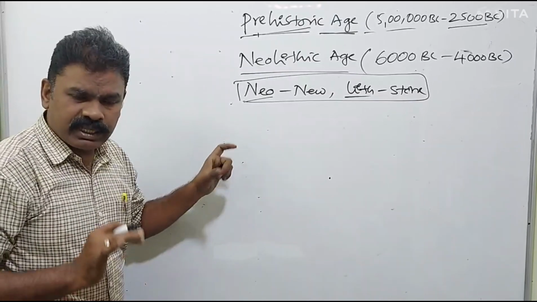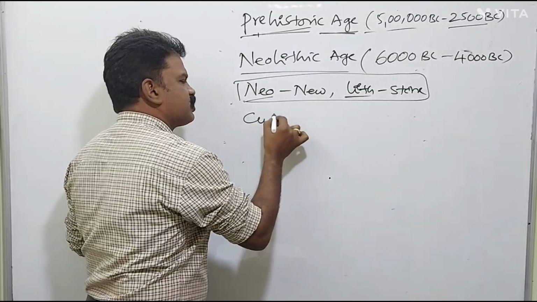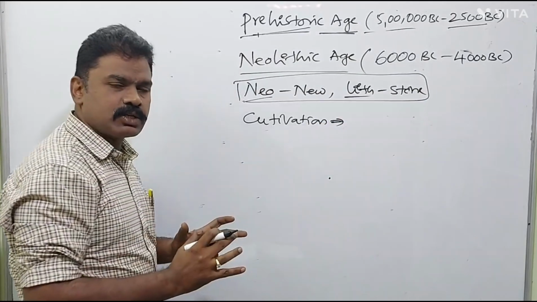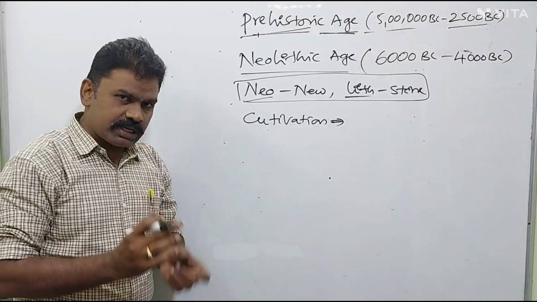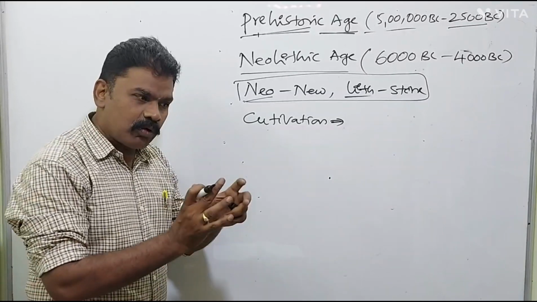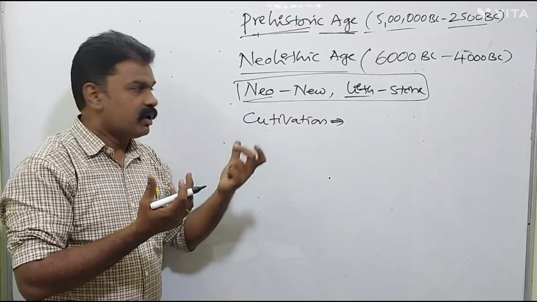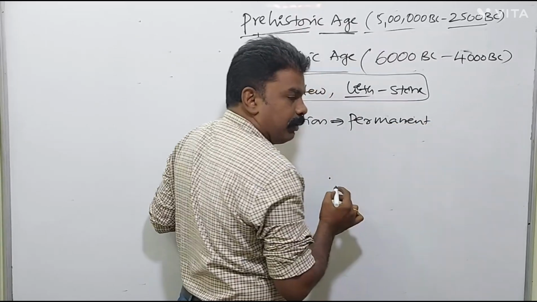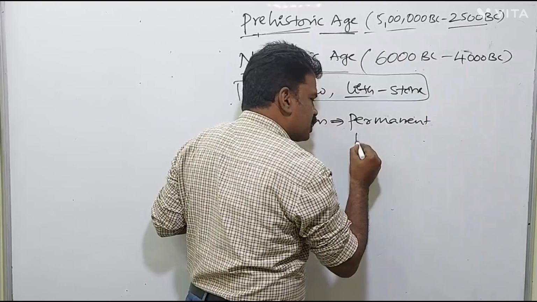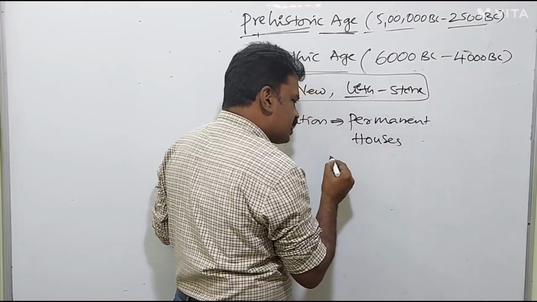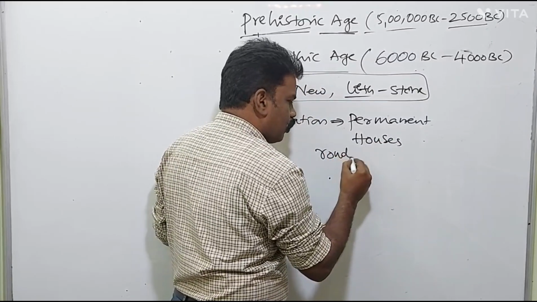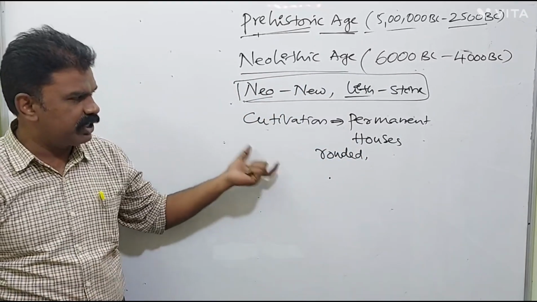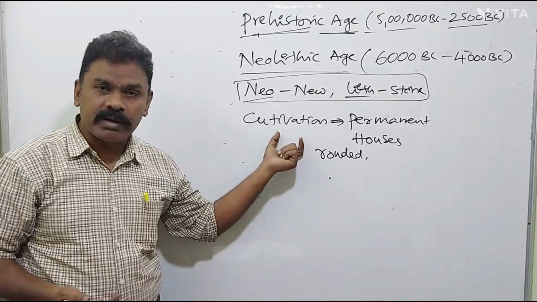For example, in the living style, cultivation started in this period. Domestication of plants also started. Whenever they started the domestication of plants, they had to wait until the plants grew. That's why permanent settlement started. This permanent settlement led to the construction of houses. They constructed round houses, that is circular houses; single-roomed and multi-roomed houses have been found here. This is one type of revolution.